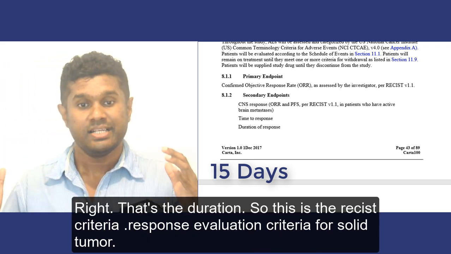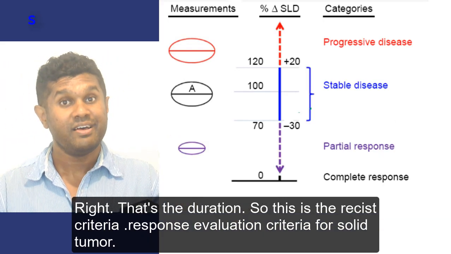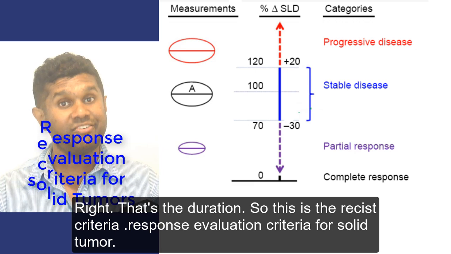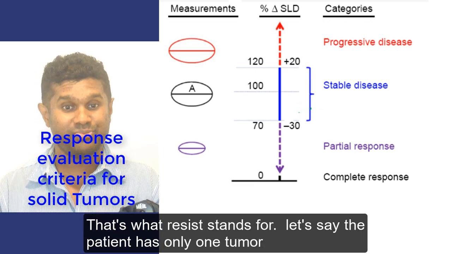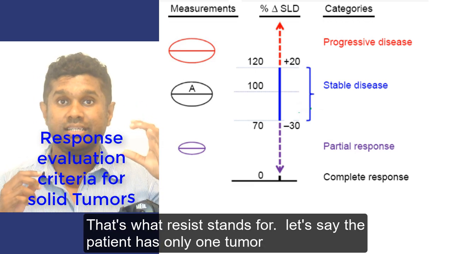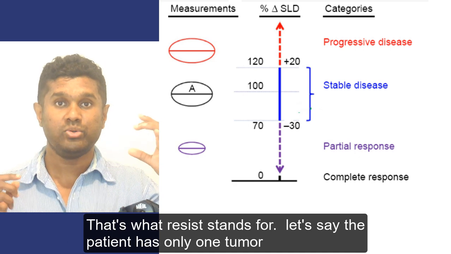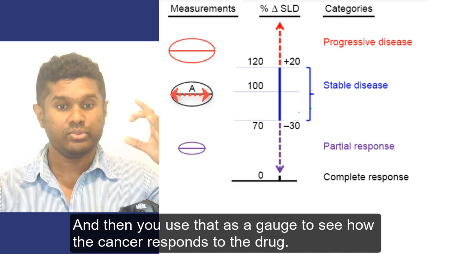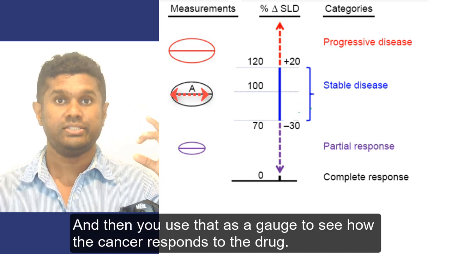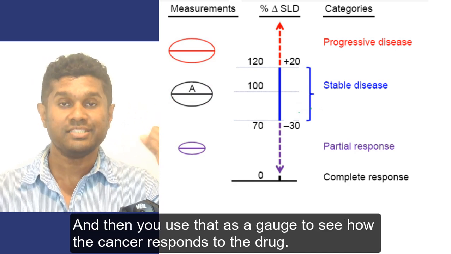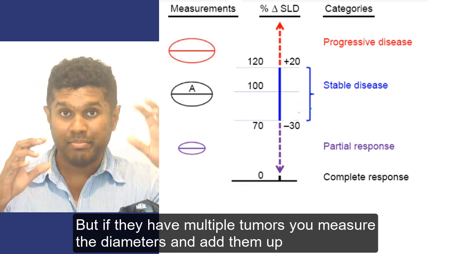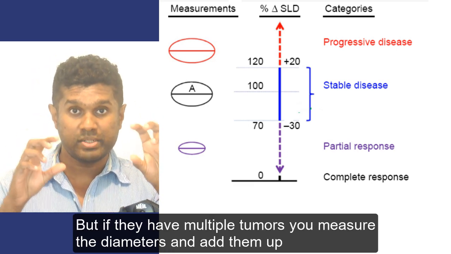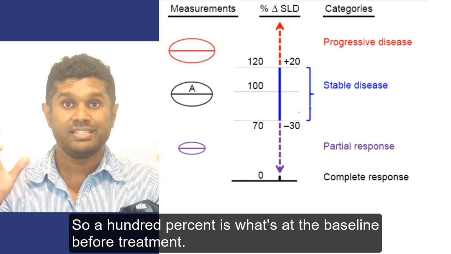That's the duration. So this is the RECIST criteria, response evaluation criteria in solid tumors. That's what RECIST stands for. So the measurements, let's say the patient has only one tumor, then you measure the diameter of that tumor, right? And then you use that as a gauge to see how the cancer responds to the drug. But if they have multiple tumors, you measure the diameters and add them up, right?